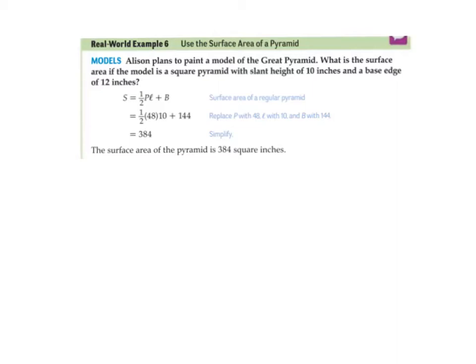Okay, so this is example 6, surface area of a pyramid. It tells you that it's a square pyramid at the bottom, so you still need to find the sides. So it's half the perimeter times the lateral height, plus whatever the area of the base is. Well, it tells you that the base edge is 12, so the area is 144. And the perimeter is 4 times 12, which will give you the 48. The 10 is the height that it gives you straight away. Again, calculator job, plug it in and you get the correct answer.